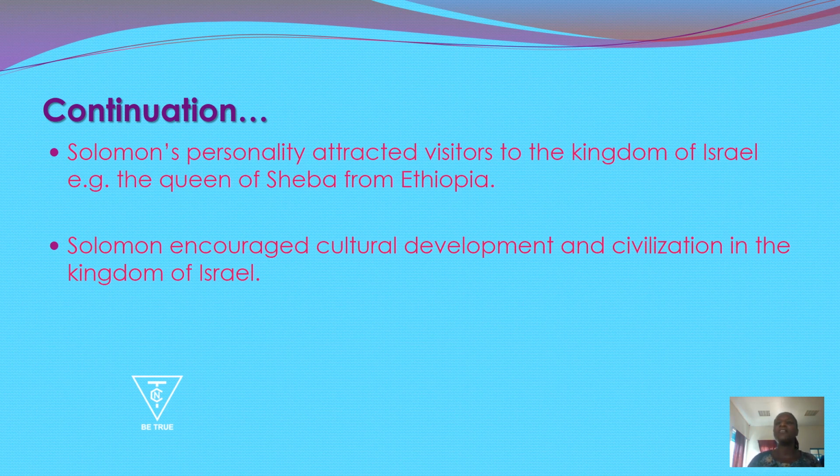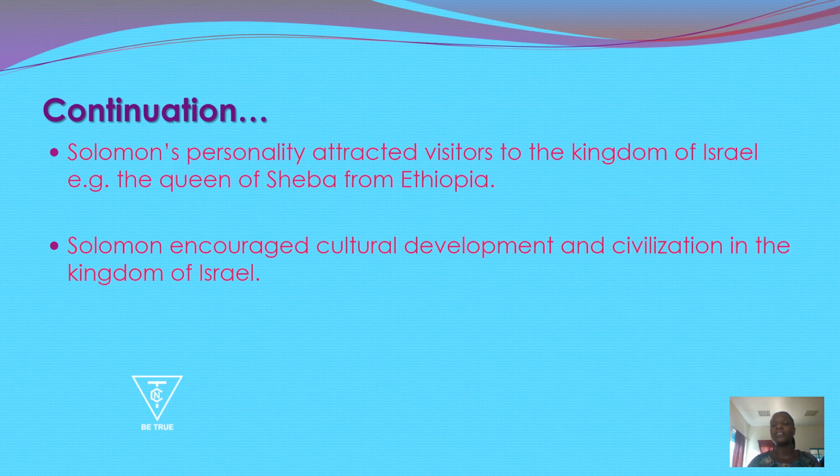We are seeing Solomon's personality. Solomon was handsome, attractive, so he could sing, he could talk well with people, he was wise. All this attracted so many visitors to the kingdom of Israel. Let's give an example of the queen of Sheba from Ethiopia, who came to see the wise king of Israel. That was also a personal attribute of King Solomon.